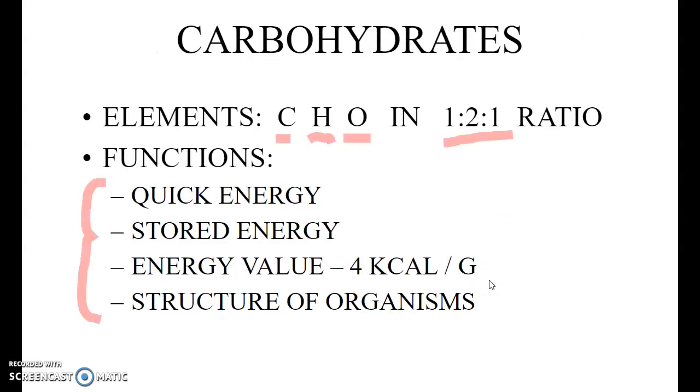So the elements that make up a carbohydrate, carbon, hydrogen, and oxygen are found there. That's where the name carbohydrate comes from. Carbon, hydrogen, and oxygen. And it's going to be in a 1-to-1 ratio. Now the functions, what are they for? These are for quick energy, and they also are used for some stored energy. The energy value is 4 kilocalories per gram, and they make up the structure of organisms.